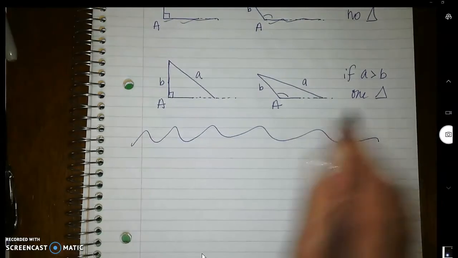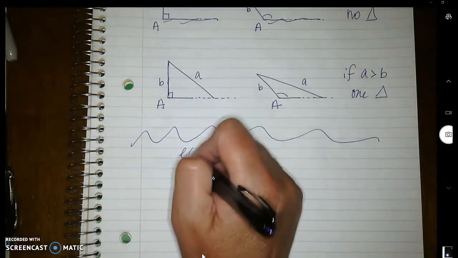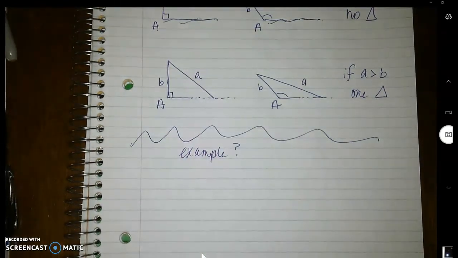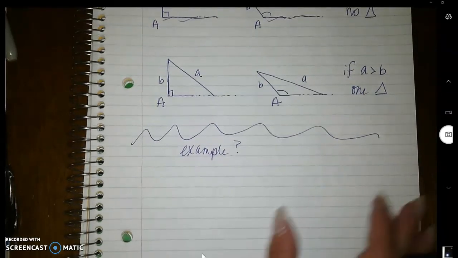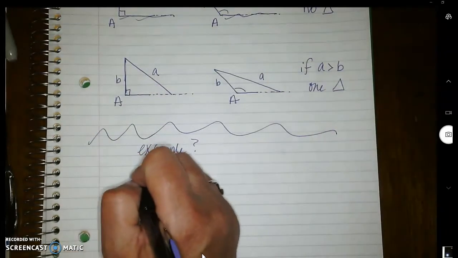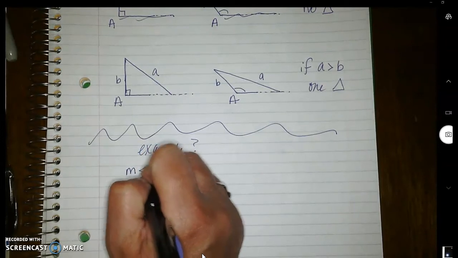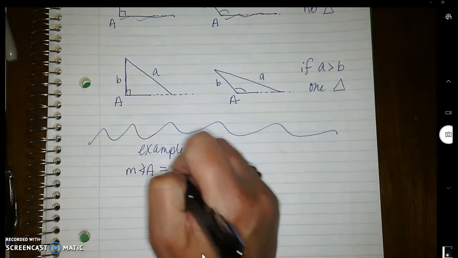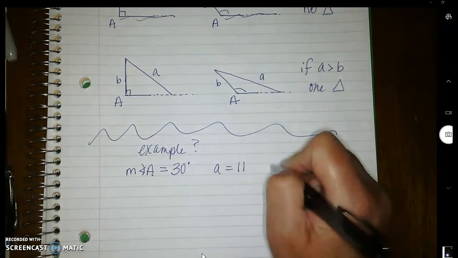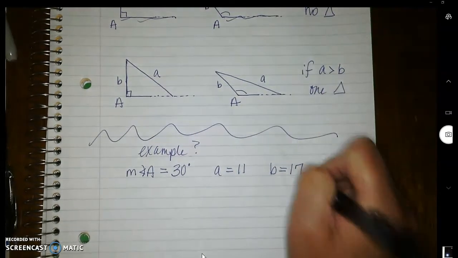And so what does this look like in terms of an example, Ms. Hunsker? What does this look like in terms of this happening and when this happens? So let's go through an example, and I'll show you what that looks like. Let's say that you are given that the measure of angle A is 30 degrees, side A is 11, and side B is 17.